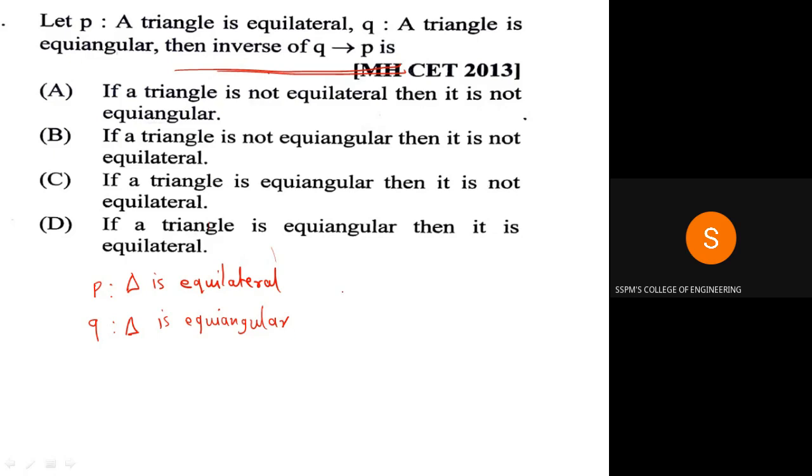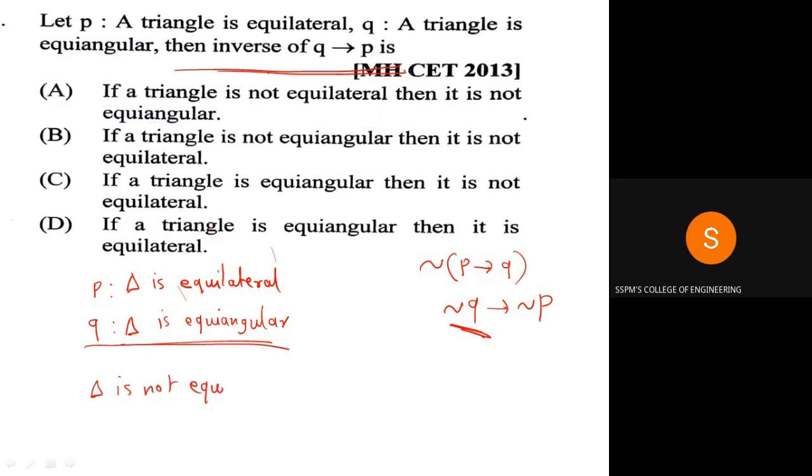What is the inverse of P implies Q? That is the negation of P implies Q, and it is the negation of Q implies the negation of P. So what is the negation of Q first? Q is: triangle is equiangular. So the negation of Q is: triangle is not equiangular.